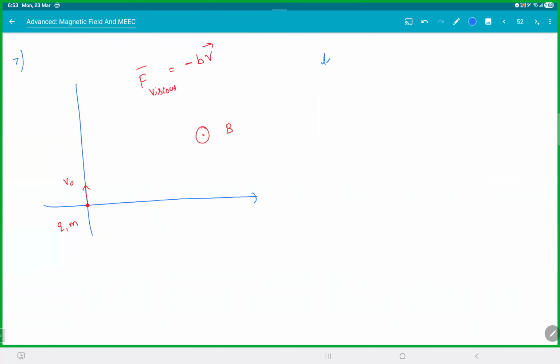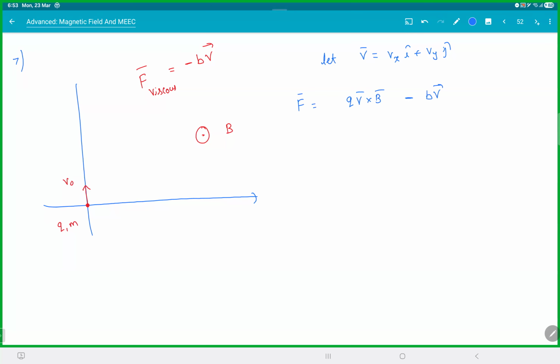So let the velocity v bar be Vx i cap plus Vy j cap. Then the net force acting on this particle will be, there are two forces here, Q V cross B, minus b V bar.